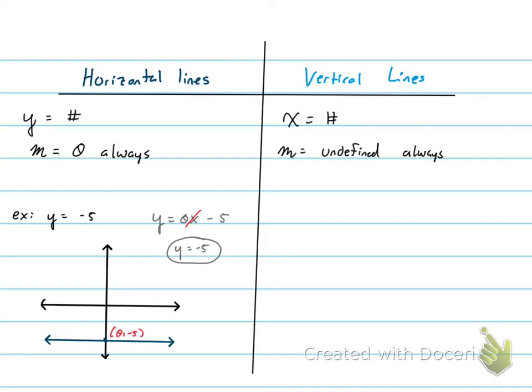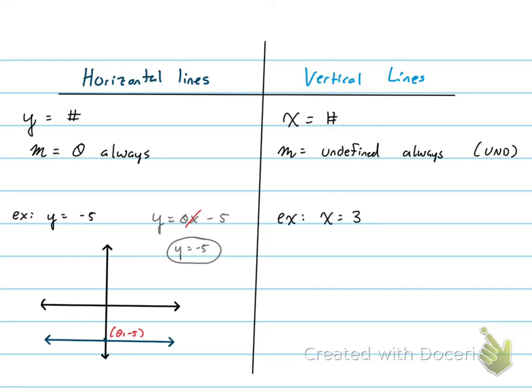The slope of a vertical line is always undefined, and the reason is that we're basically doing a rise of how many we're counting up divided by 0, because we're not going over any. You can't divide by 0, which gives you undefined. Sometimes undefined is shortened to just capital UND.